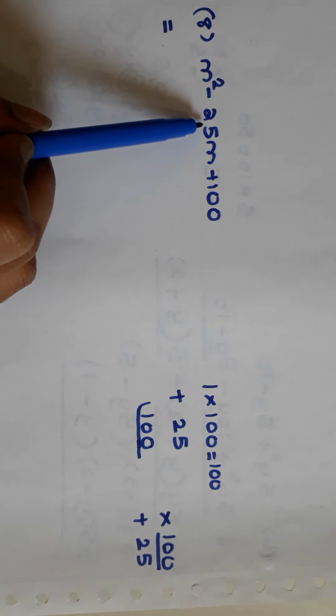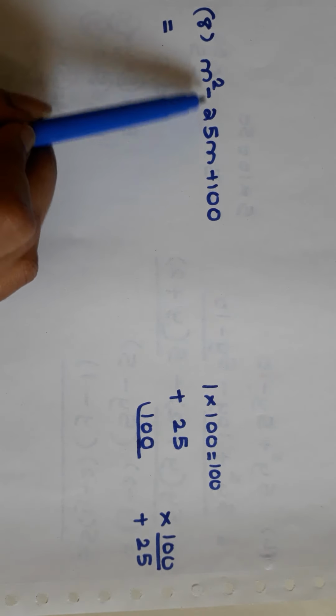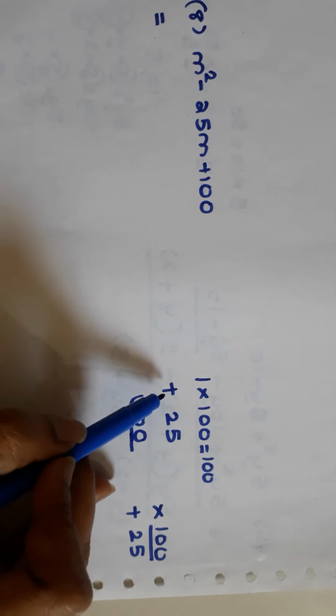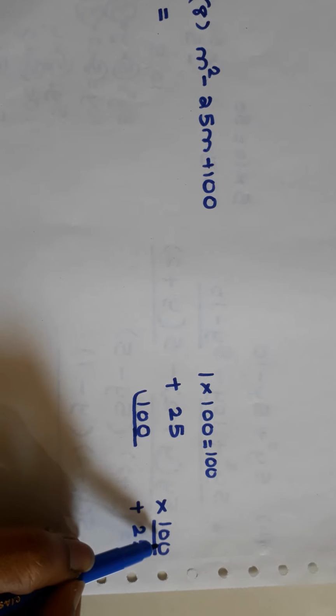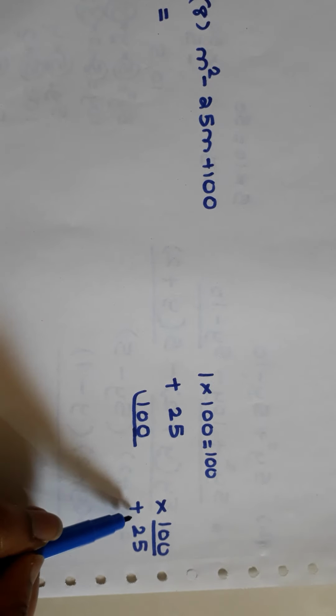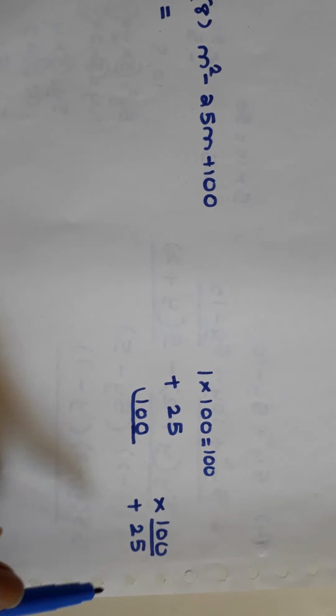See here, the coefficient of the middle term is not 25 but it is minus 25. But I am not taking into consideration the sign. I am just concentrating on the number. So the coefficient is 25 only. So now we have to find two factors which on multiplication give 100 and which on addition give 25.